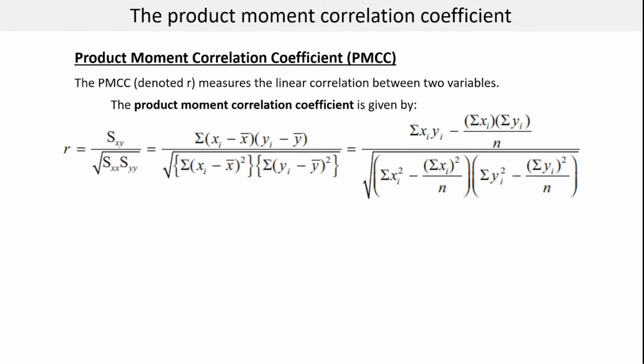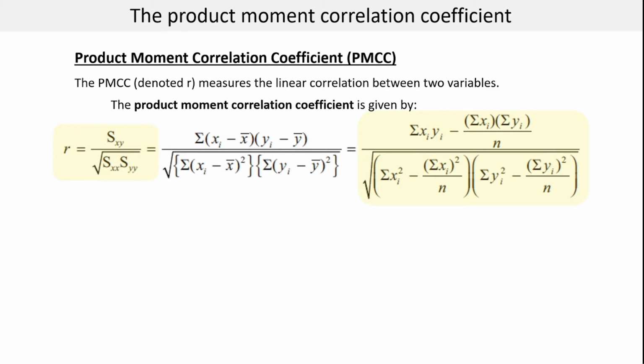Okay, so this is the formula as it's going to be presented to you in many textbooks and in the formula book. We're more interested in these two forms. So r is going to be Sxy over the square root of Sxx, Syy. All of these you should recognize the formulas for over here on the right hand side. You've been using them while calculating and working with regression.